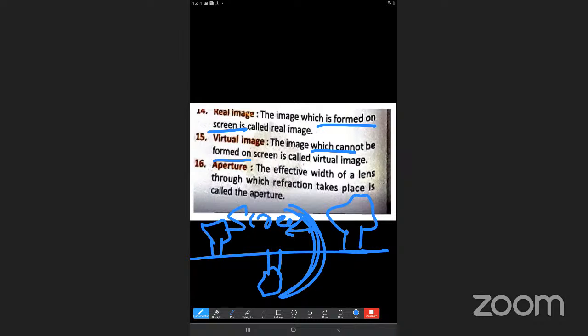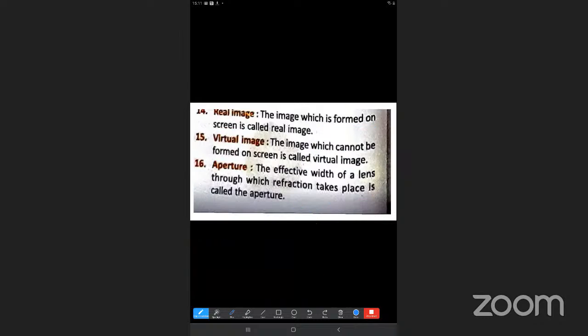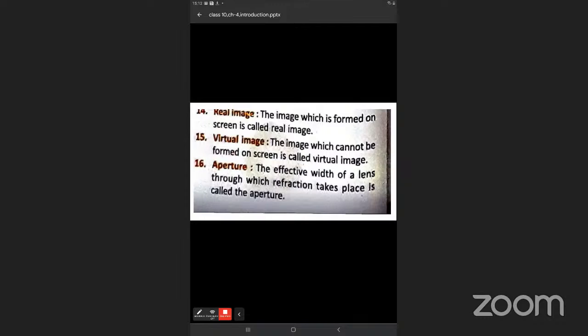And next, aperture. The aperture means the effective width of a lens through which refraction takes place. That means we can say the reflecting part or refracting part. Here, if this is the coated side and this is the reflecting side, this is the reflecting part. So this is the aperture. The effective width through which refraction takes place is called the aperture. These are the keywords given in this chapter.